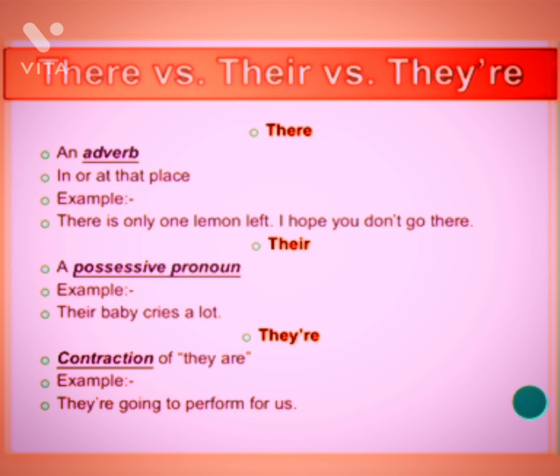There, their, and they're. There is an adverb and tells about some place. There is only one lemon left. Their is a possessive pronoun. Their baby cries a lot. And they're is a contraction used for they are. They are going to perform for us.